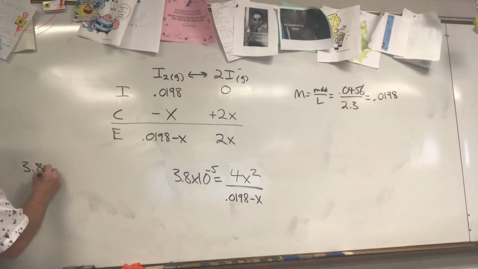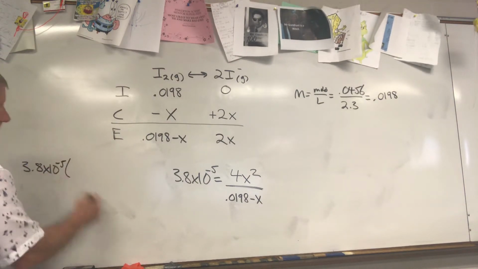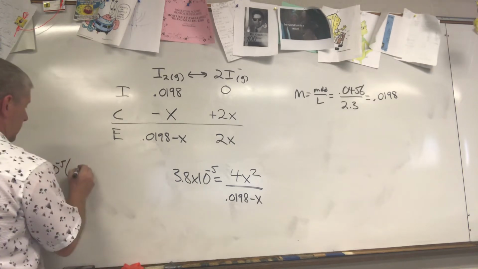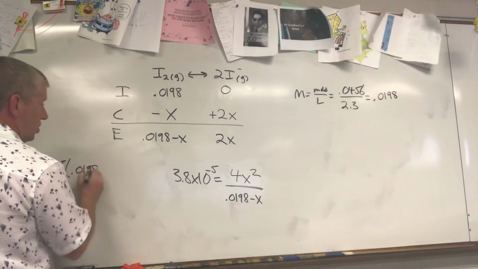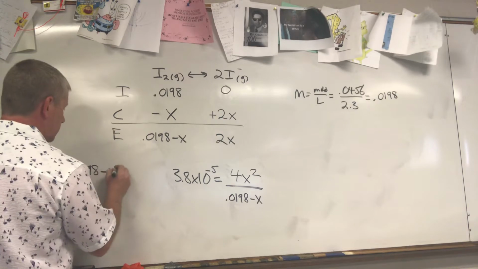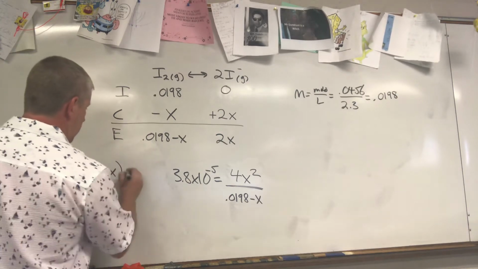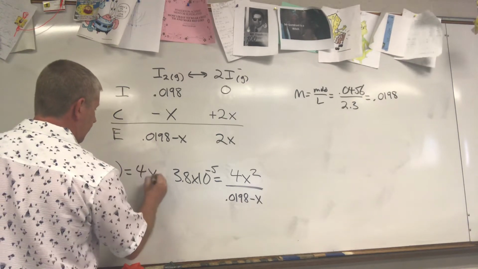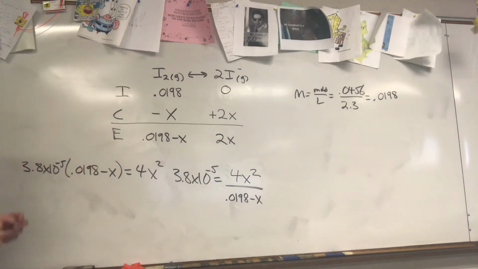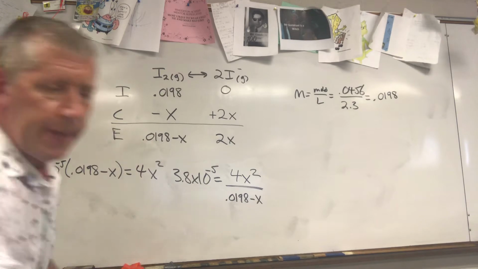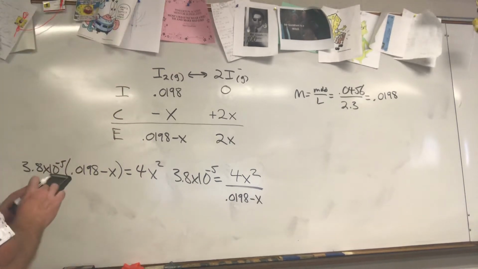3.8 times 10 to the negative 5 times 0.0198. I'm going to show you something. And that equals 4. Okay? So I'm going to go ahead and do this through. We're going to have to distribute that. So let's do the math here.